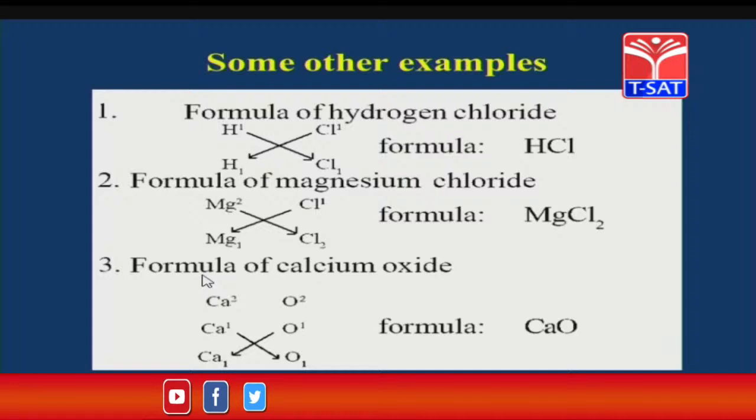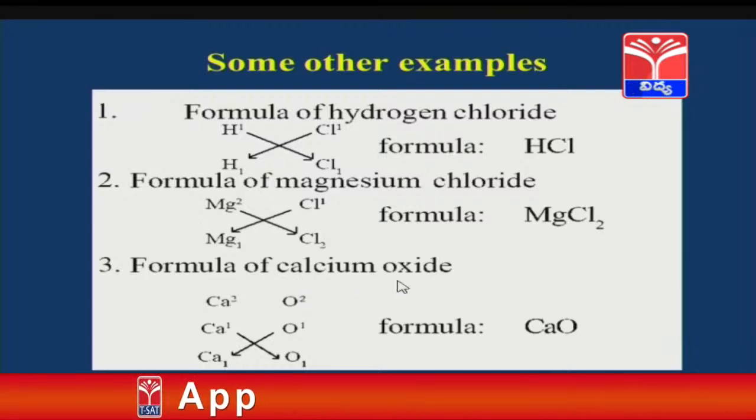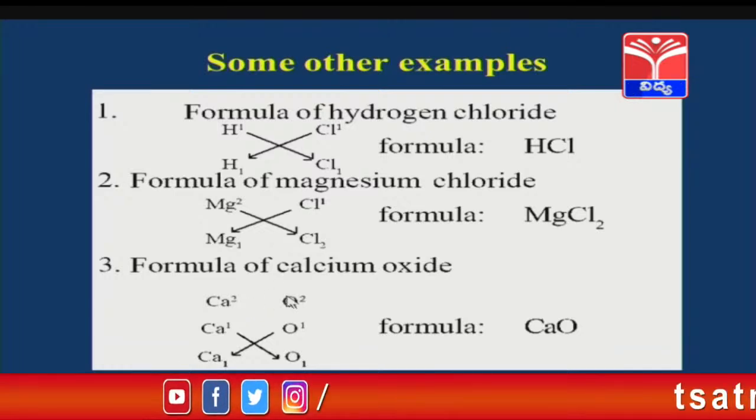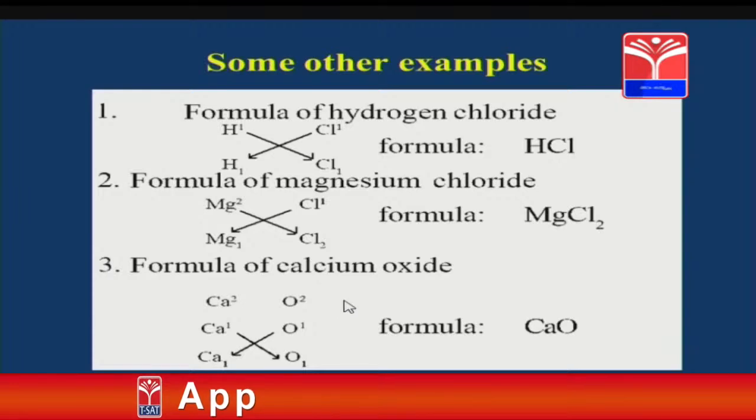And third example, formula of calcium oxide. In calcium oxide, two elements are there. One is calcium and another one is oxygen. Calcium symbol is Ca and oxide symbol is O. Valency of calcium is 2, so at the top of the calcium symbol we write 2, and at the top of the oxygen we write 2, because the valency of oxygen is also 2. Divide these two valencies by the highest common factor, that is 2, then we get what?